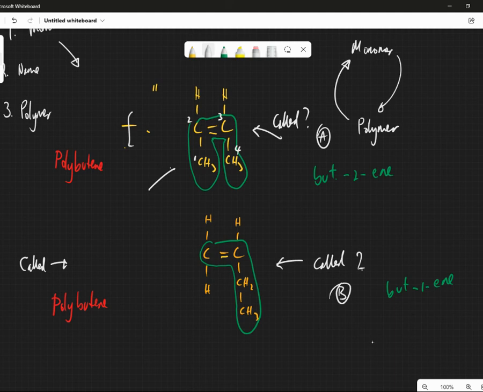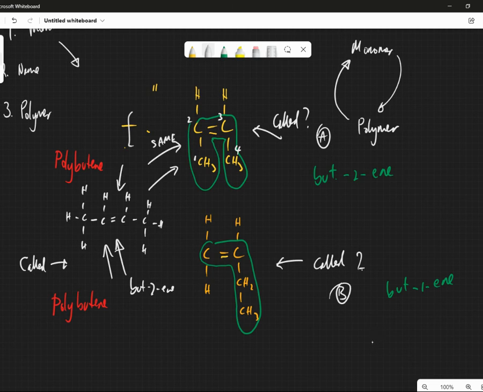I can tell you haven't drawn enough of these. But I'm redrawing it here. CH3, CH, double bond, CH, CH3. What would you call this, Zara? What's that one called? Everyone, what's it called? Exactly, but-2-ene. Would you agree that this thing here is the same as this thing? Can you see that? I've bent it, but it's the same.